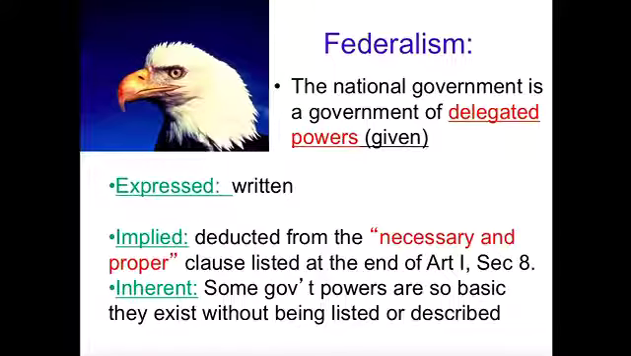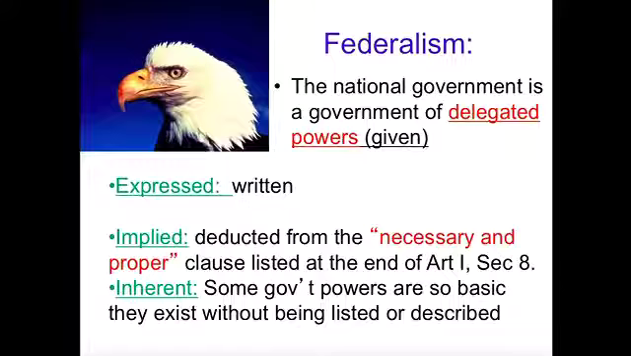First of all, expressed, implied, and inherent are the terms we're going over, but expressed means that it is written in the Constitution. So in this example, you can turn to Article 1, Section 8 and look at all the types of powers. You can point to that in black and white. The next one is implied powers. This is deduced from the necessary and proper clause listed at the end of Article 1, Section 8. It is nicknamed the elastic clause, and I'll show you that in the next couple of slides.